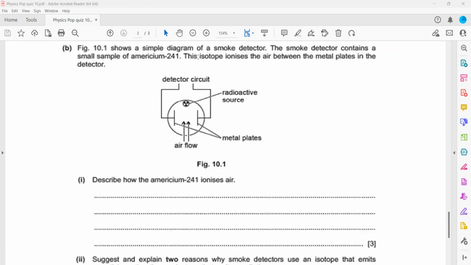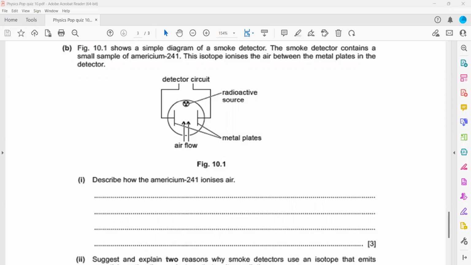Then figure 10.1 shows a diagram of a smoke detector. The smoke detector contains a sample of americium. This isotope ionizes the air between the metal plates. Describe how the americium ionizes the air, for 3 marks. Even if the same question is asked as how radiation can cause ionization, the term ionization means removing of electrons from an atom or molecule. This will score 2 marks. 1 mark is for mentioning removing of electron. 1 mark is for mentioning from an atom or molecule.